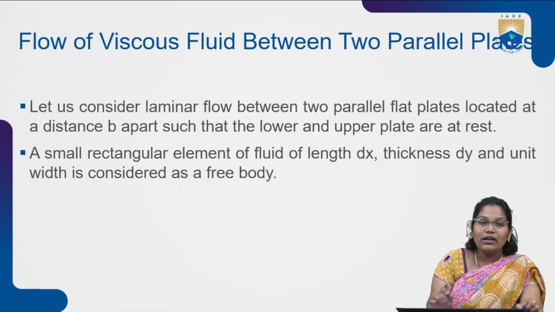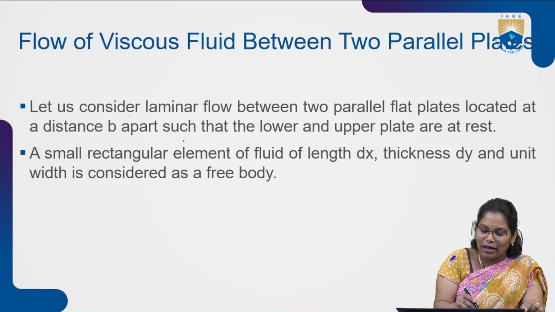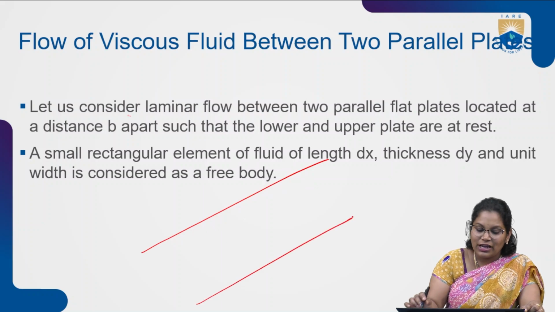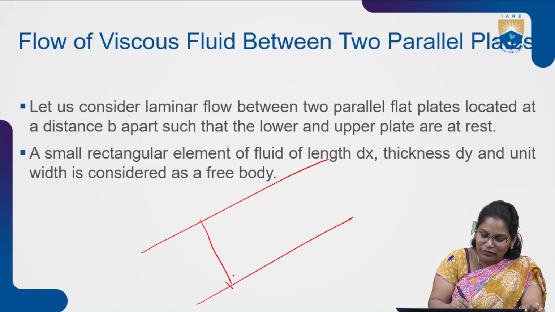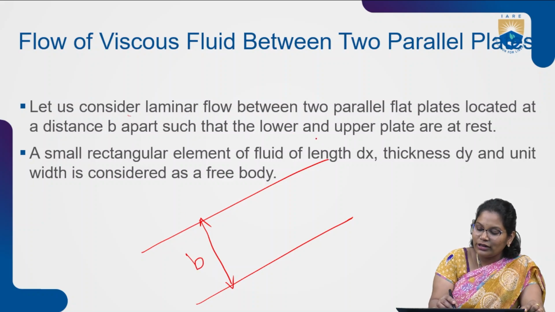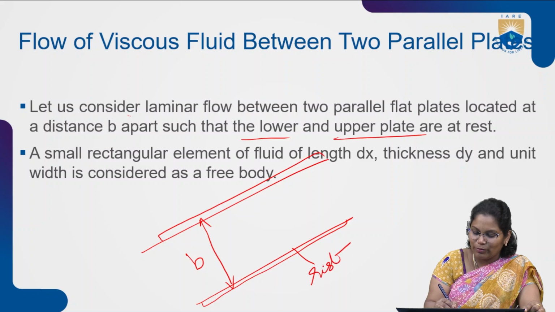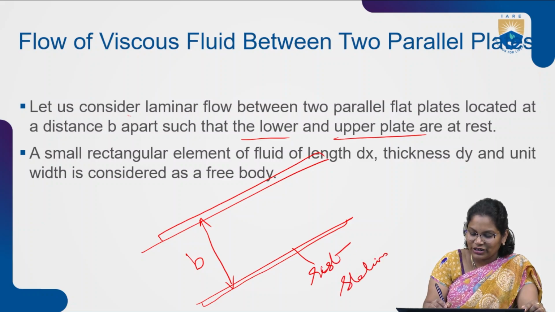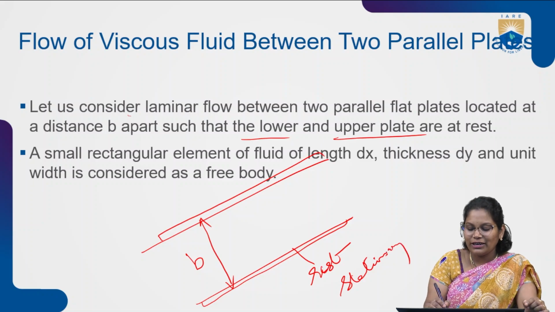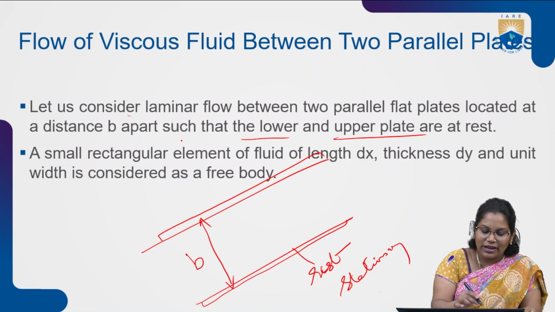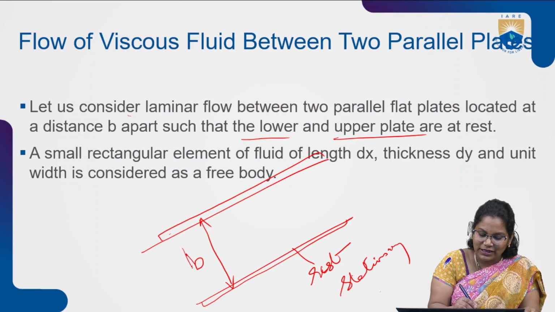Now let us consider the laminar flow between two parallel plates located at a distance B apart, such that the lower plate and the upper plate, both the plates are at rest condition. That is nothing but stationary. Both the plates are stationary, and the distance between these two plates is B.